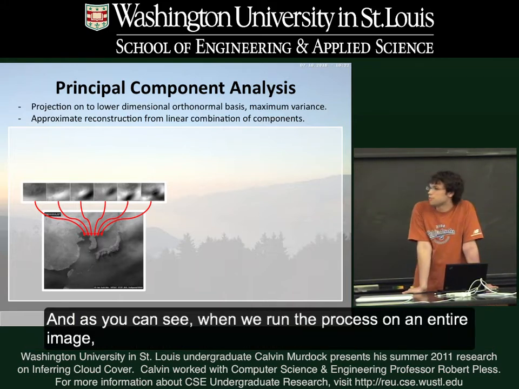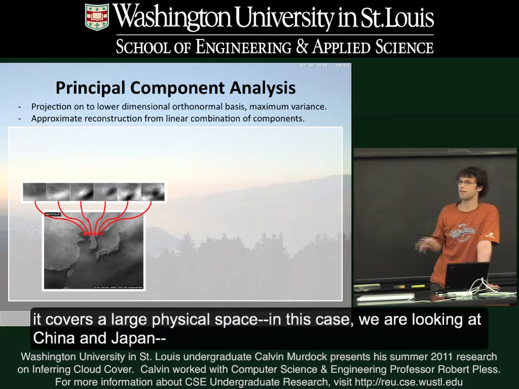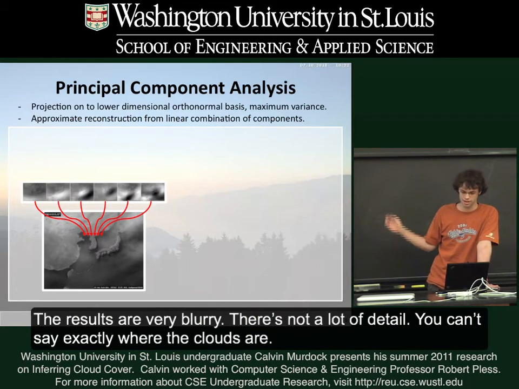And as you can see, when you run the process on an entire image that covers much physical space, in this case, we're doing it over China, like the eastern side of China and Japan, the results are very blurry, and there's not a lot of detail. And you can't really say where exactly the clouds are in that image.